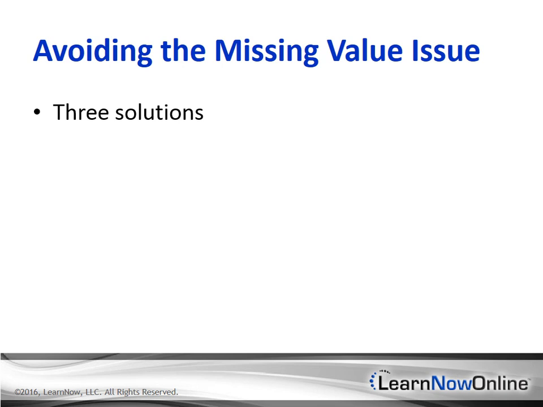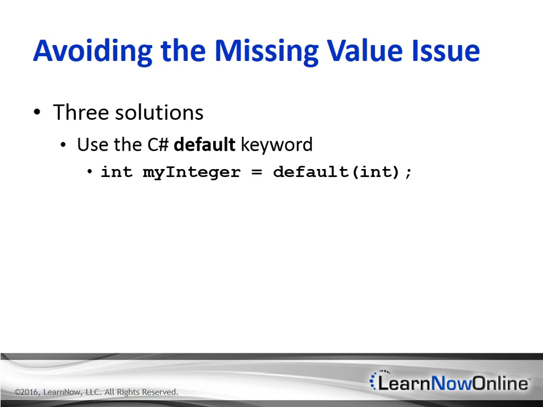All right, so the first solution is to use the C# default keyword. This returns the default value of the type that I pass in. So I can say int myInteger is equal to default for an integer, and that'll set it equal to 0 because the default for an integer value is 0.